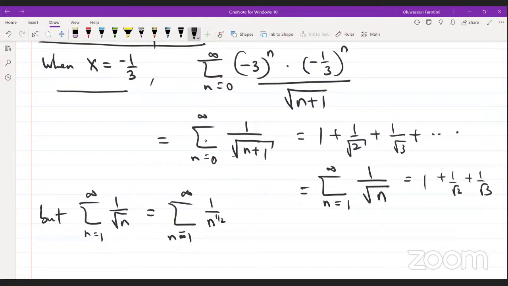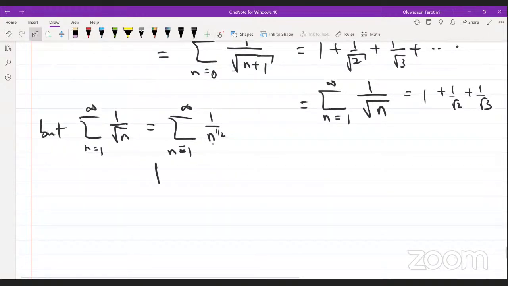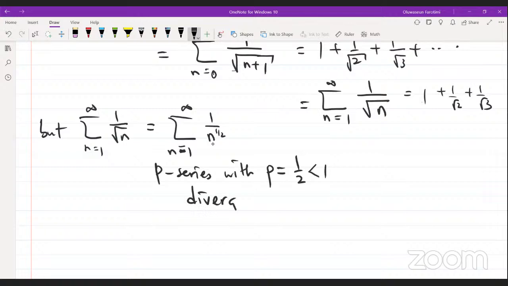This is the same thing as 1 over n to the power of 1/2. Think about this, guys. What can you do here? Do you remember the p-series? This is just a p-series with p equals 1/2. Okay? And p is less than 1. What does that mean? With the p-series, it diverges. That's the left endpoint.